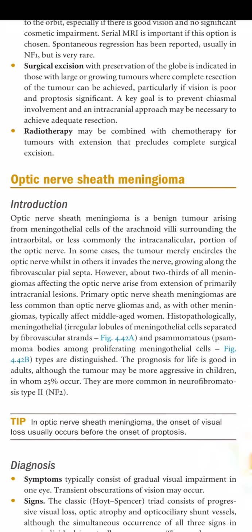Optic nerve sheath meningioma is a benign tumor arising from the meningothelial cells of the arachnoid villi surrounding the intraorbital or less commonly the intracanalicular portion of the optic nerve. So you know that optic nerve has a few parts. It can be the intraorbital, intracranial as well.